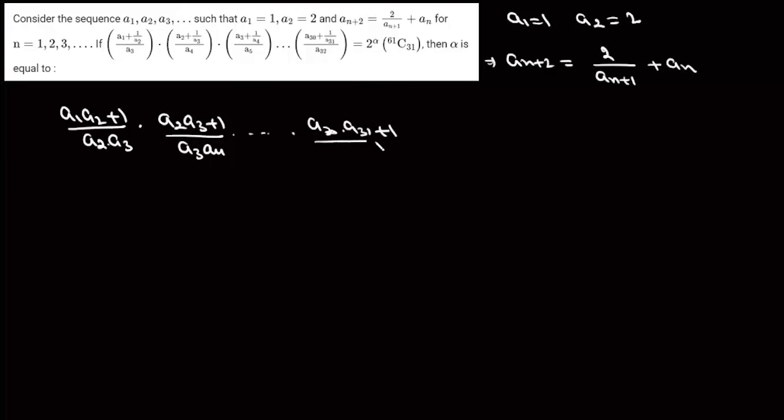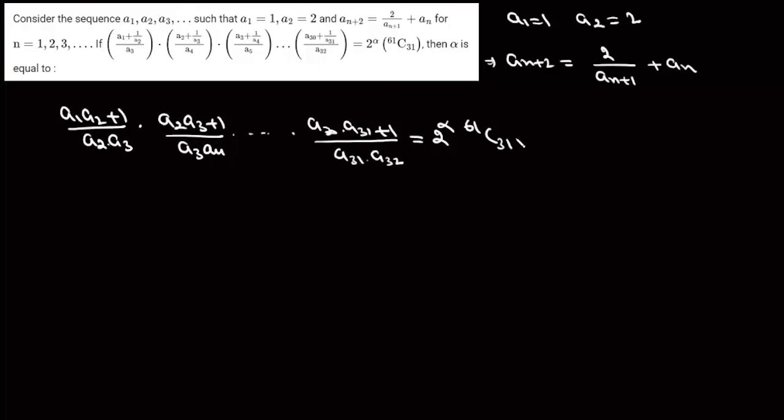So first we'll look at what we need to prove. We need to prove a1 a2 plus 1 upon a2 a3 into a2 a3 plus 1 upon a3 a4 and so on up to a30 into a31 plus 1 upon a31 into a32. This is equal to some 2 to the power alpha 61C31.